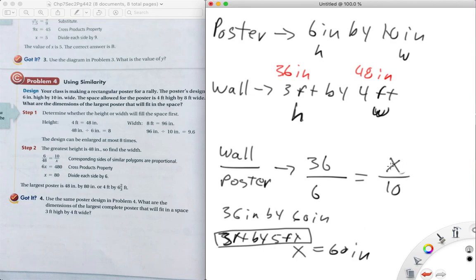Okay. So the way that this is going to work is we're setting up our proportion. I chose 6 because 6 can go evenly into 48 and 36. Wall to poster, we keep the dimensions of the poster because we're trying to find out how big the poster can be to fit into the wall. And the biggest that it can be is a factor of 6 and not a factor of 10. All right. So that's that.